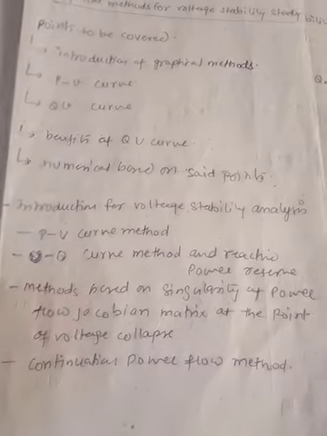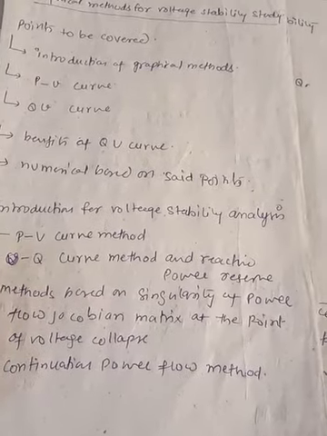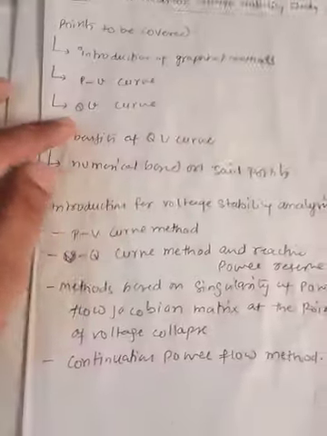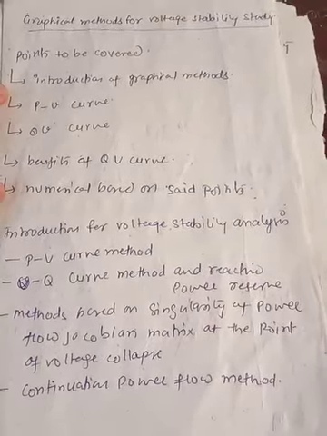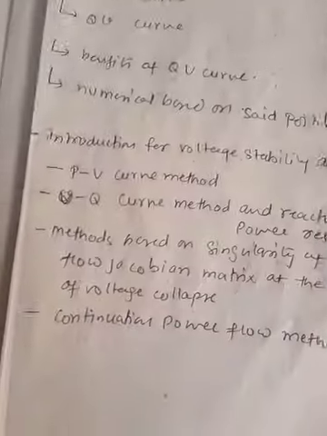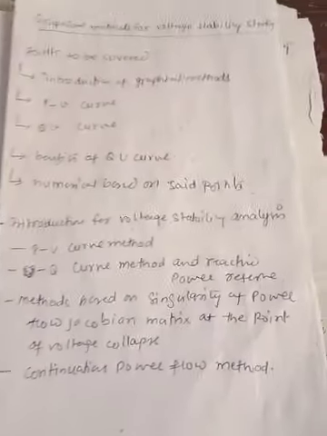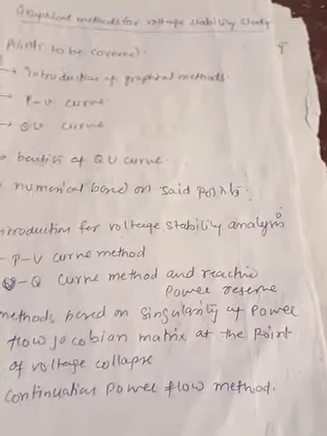Then the third method is the method which is based on singularity of the power flow Jacobian matrix at the point of voltage collapse. So in this method, first we will develop the singularity of the power flow Jacobian matrix, where the voltage collapse may take place. And then the last one is continuation power flow. There's one more method, modal analysis, by which you can do the voltage stability analysis. Now in this chapter we are going to talk about the voltage stability analysis using the graphical method only.